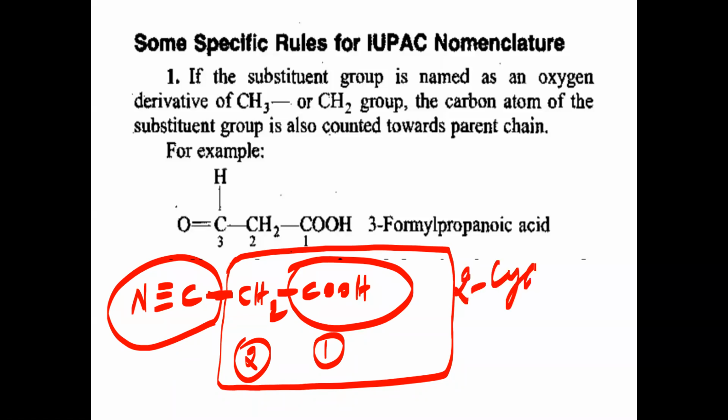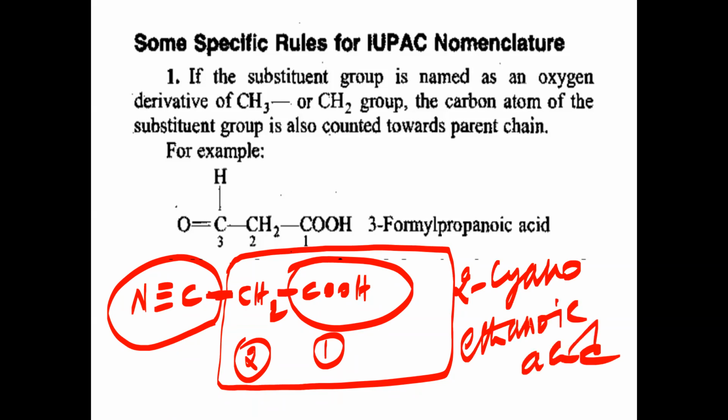Tell me. 2-cyanoethanoic acid. Here, we only take the root word, that means only 2 carbons should be given. This carbon without oxygen should not be given numbering. Is that clear, ma? So it is 2-cyanoethanoic acid. So this concept should be understood. These are special, specific rules for IUPAC nomenclature.